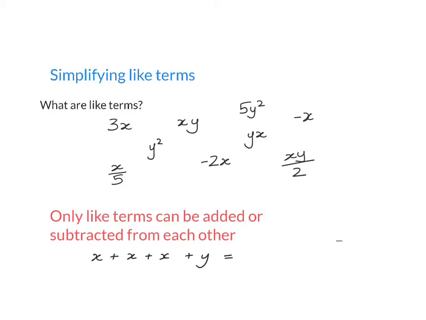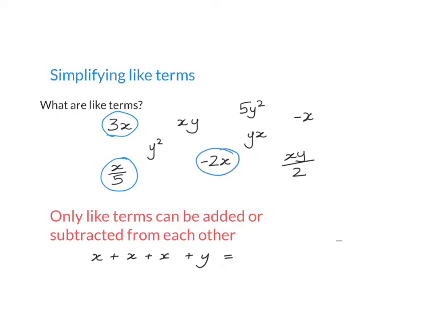Okay, in this video, we're looking at simplifying like terms. What are like terms? Well, they have the same letter of the alphabet or variable in them, or the same combination of letters. So let's look, what else would be a like term with 3x? Any other, this one here has an x in it. It doesn't matter about the numbers or whether they're positive or negative.